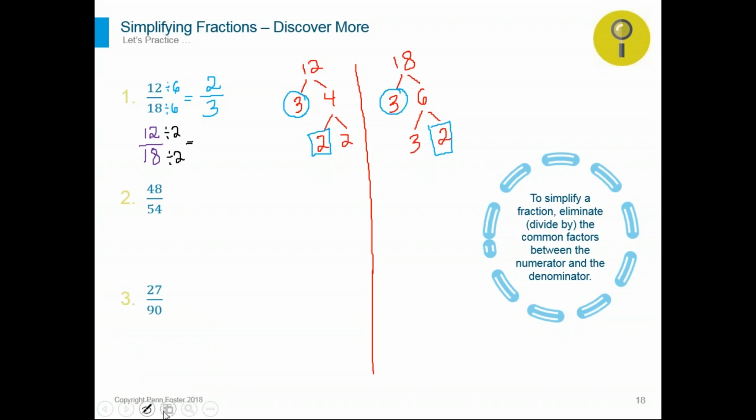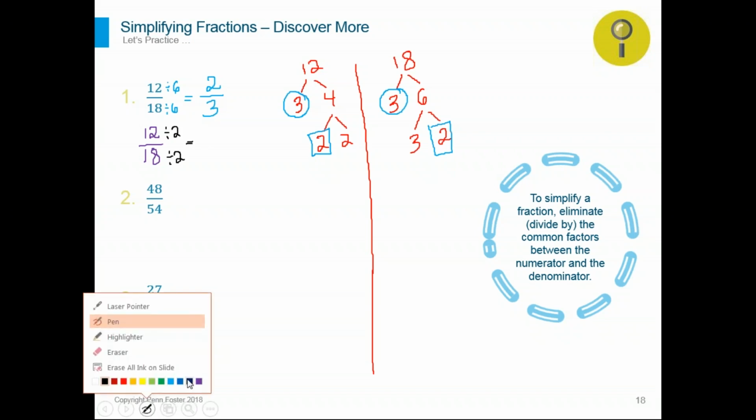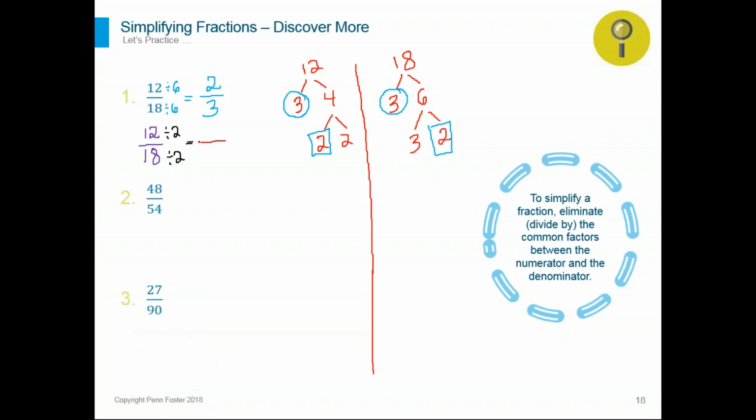This method is not going to give me the simplest form of the fraction from the first step. That may take me a lot of steps to do. But again, it's another way. 12 over 2 will give you what? 6, and 18 over 2 will give you 9.